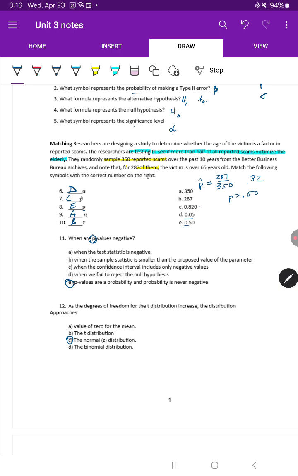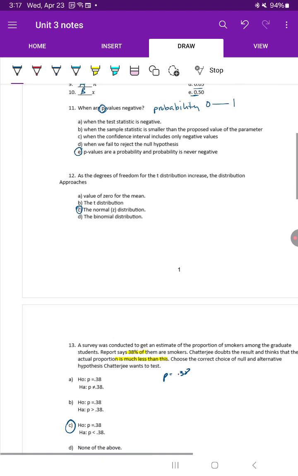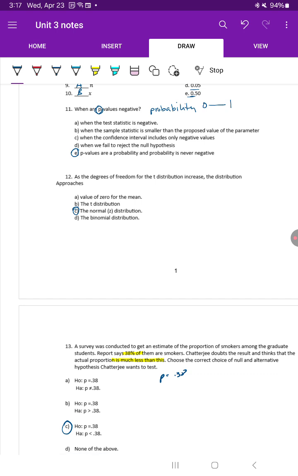When are p-values negative? The p in p-value means probability. The rule with probability is that my number has to be between 0 and 1, which means it can never be negative. So our answer is going to be E. P-values are a probability, and probability is never negative. Test statistics can be negative, but test statistics are related to our z-values, and we know our z-values can be negative or positive.